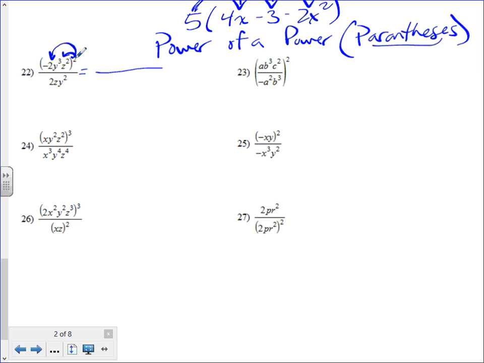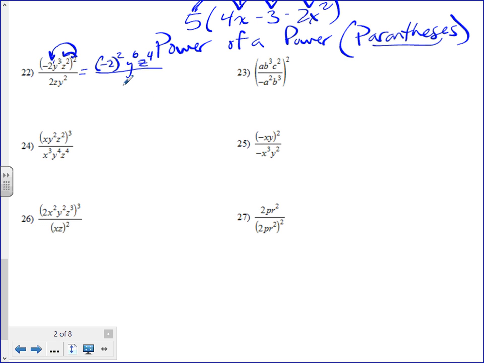I'm going to distribute this exponent of 2 to every exponent inside. So this becomes negative 2 squared. 2 times 1, 2 times 1 is 2. This y will become y to the 6th. 2 times 3 is 6. And the z becomes 4. 2 times 2 is 4.